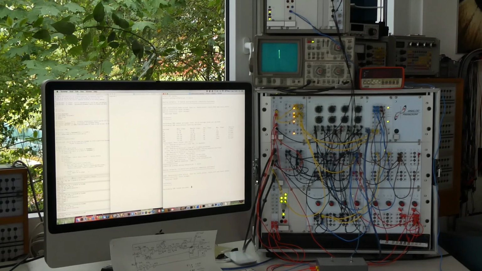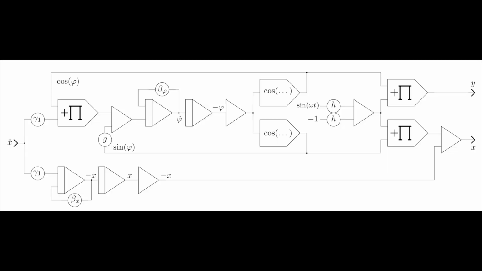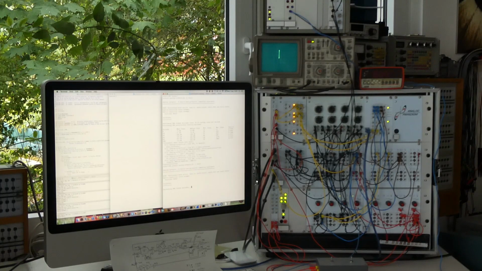In our experiment, we used a Model 1 from Analog Paradigm to create an analog version of the OpenAI Gym simulation. You can see Model 1 on the right side. This is the simulation algorithm. It is wired on the Model 1 using the black, blue, yellow, and red cables.